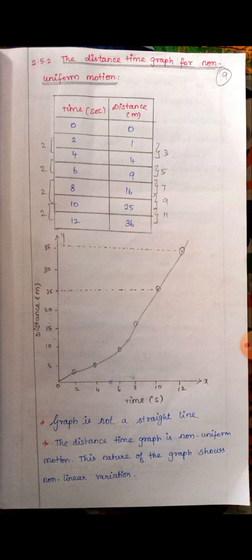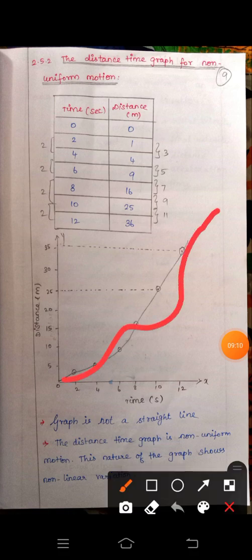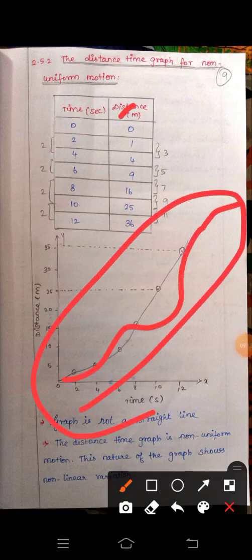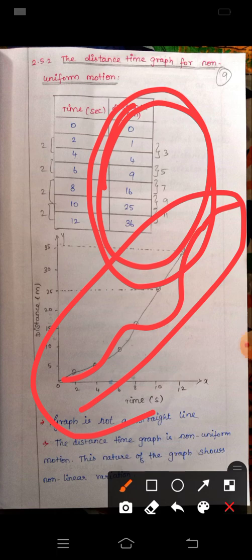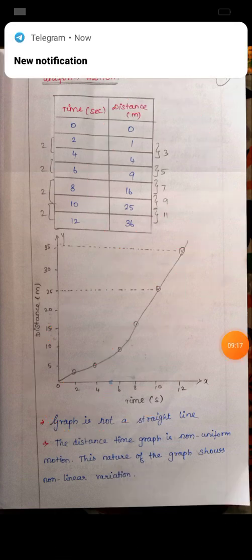Non-uniform motion means the object covers unequal distances in equal intervals of time. That is said to be non-uniform motion. So the nature of the graph shows non-linear variations of the distance travelled. The graph represents motion with non-uniform speed because the speed is not constant. Its distance is varying, so the speed is not constant. Are you clear?